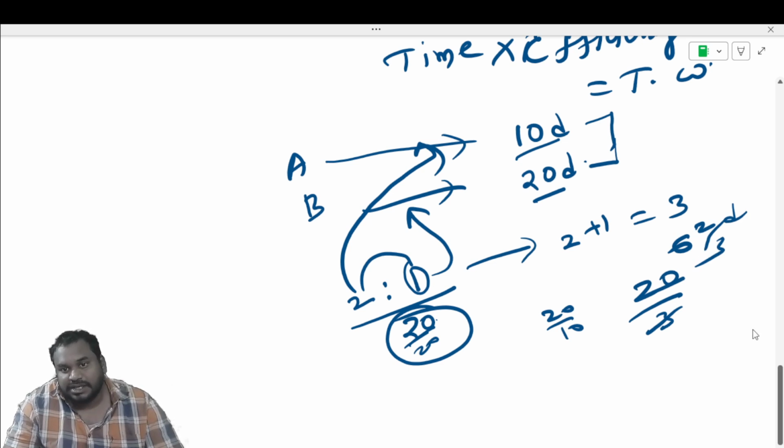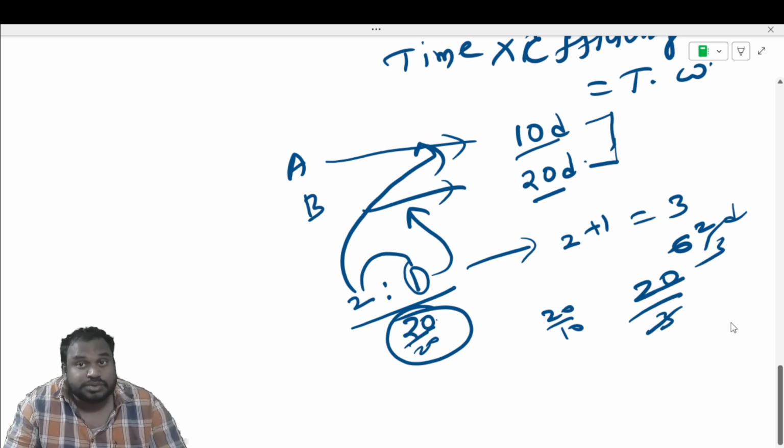So like that, if you are asked for the net amount of time taken by two persons together, then divide the total work, or total parts of work, here in this case 20, by the total efficiency of both A and B. The efficiency of A is 2 and the efficiency of B is 1. Then 2 plus 1 is 3, so 20 by 3.